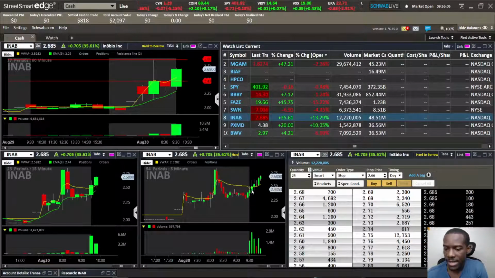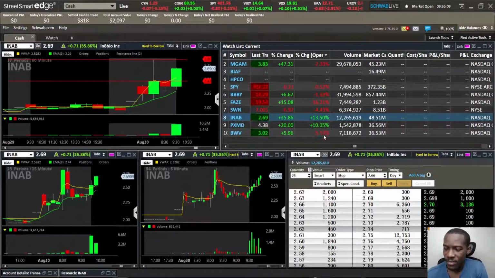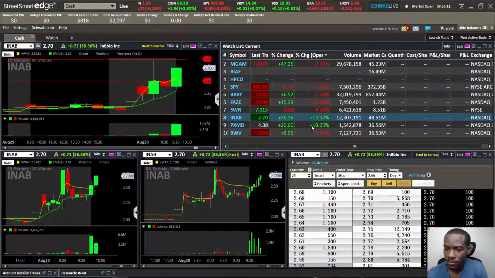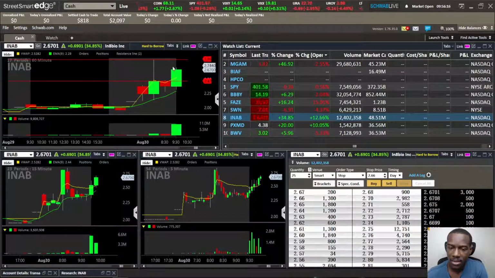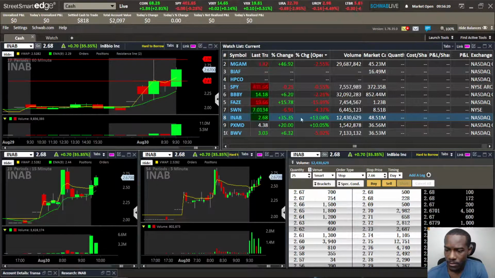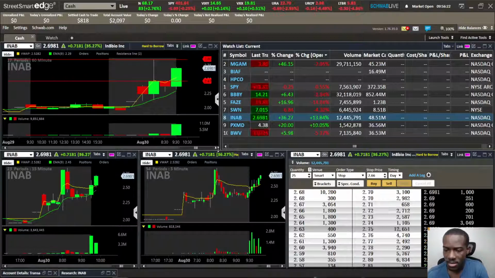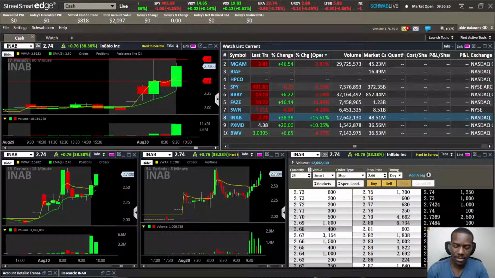INAB, kind of a chopper, but it is green on the day. Pushing back up here, it's probably going to end up forming a lower high here. Only up 12%. Let me look at the news behind this thing. INAB.